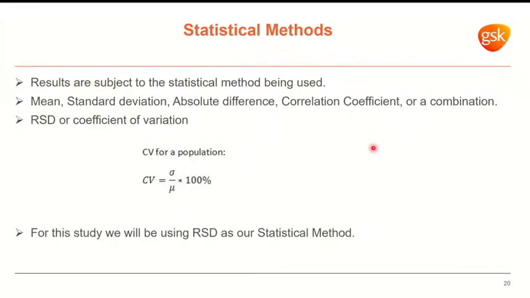So let's talk about the statistical methods. The results that we are going to get are subject to the statistical method that we are using. There are many statistical methods that can be used: mean, standard deviation, absolute difference, coefficient correlation, or even a combination of these. But for our study, we have used RST, or coefficient of variation. The CV of a population, as I mentioned earlier, is standard deviation divided by mean multiplied by 100 in order to convert it into a percentage.